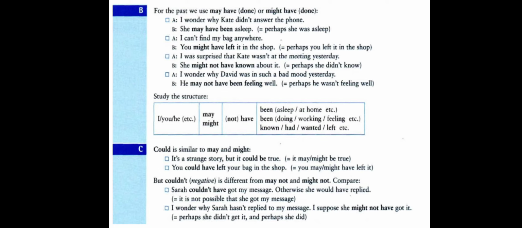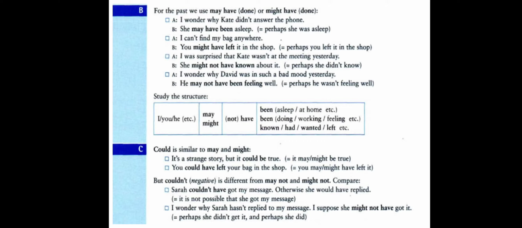B. For the past, we use may plus have plus past participle, or might plus have plus past participle. So the form becomes like this: may have done or might have done. By done here, we mean past participle. So to express past possibility, we use may and might plus have plus past participle.